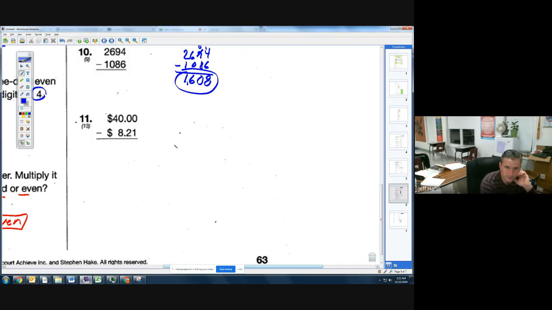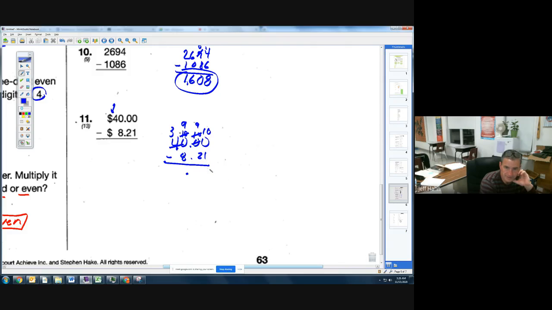I always like to write it a little big. Remember, this is in dollars, so your answer should also be in dollars. We have $40. We're subtracting $8.21. My decimal is going to go here. I have to borrow from the 4. It becomes a 3. This becomes a 10. I have to borrow from it. It becomes a 9, making this a 10. Borrow from it. It becomes a 9. And then my last 0 here is a 10.